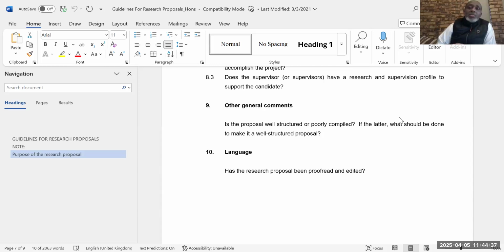So basically, for me, the background is more of a summary. It's not a detailed literature, but a summary of the issues you want to discuss. It's not as detailed as the literature review.